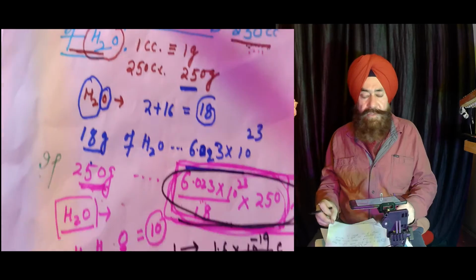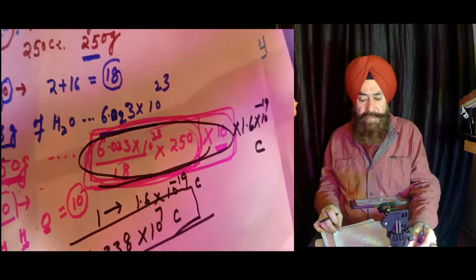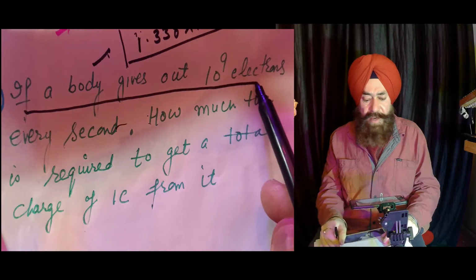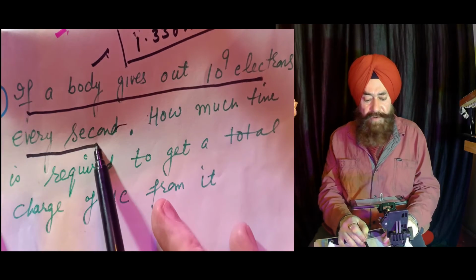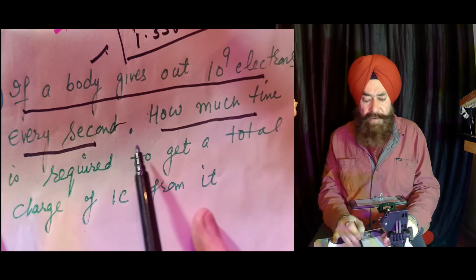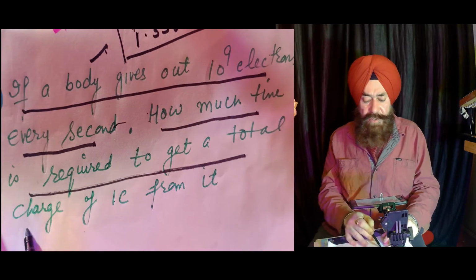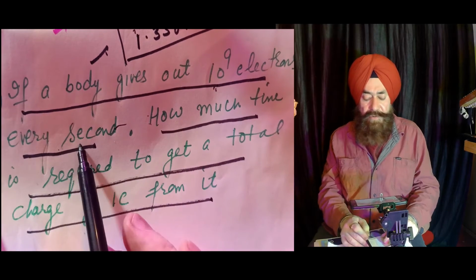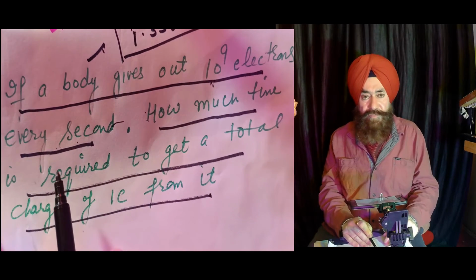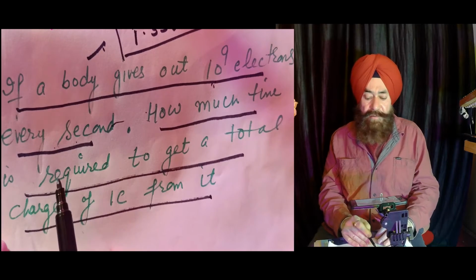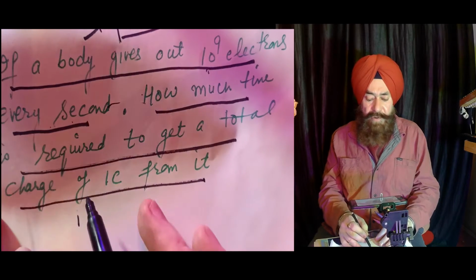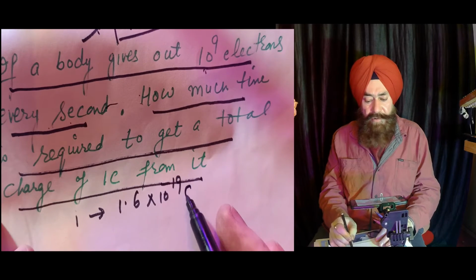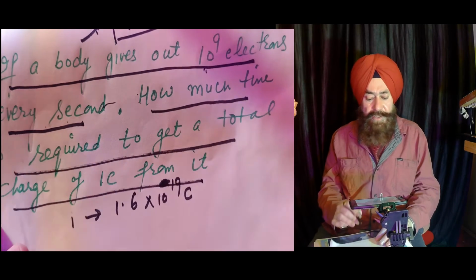Okay. Now the second problem. If a body gives out 10 raised to the power 9 electrons every second, how much time is required to get a total charge of 1 coulomb from it? 10 raised to the power 9 electrons every second. So how much charge every second? 1 electron has charge 1.6 into 10 raised to the power minus 19 coulomb.